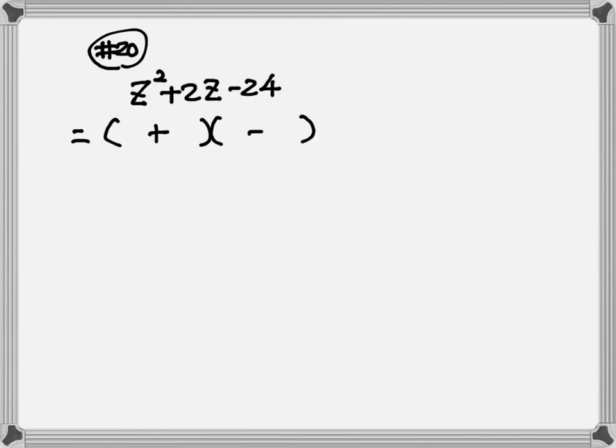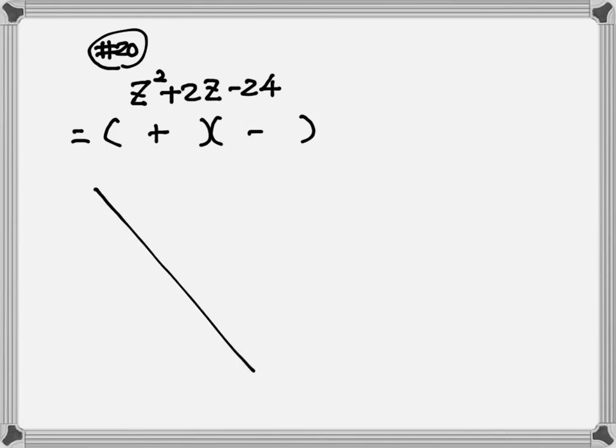Number 20 here, we have z squared plus 2z minus 24. Because the middle sign is plus and the last is minus, we're going to use the formula for plus and minus, equation number 4.